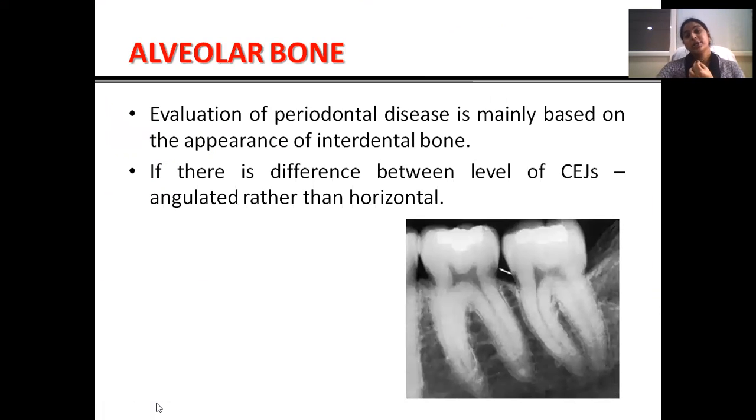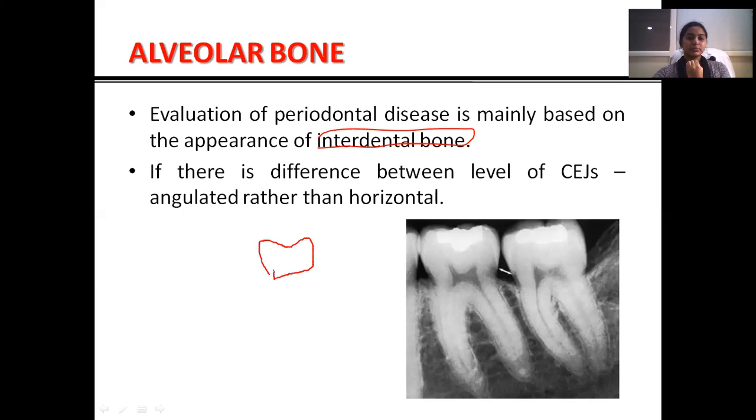Next, evaluation of periodontal disease is mainly based on the appearance of interdental bone. Why? We have the facial bone, the lingual bone, and the interproximal bone. But why are we basing our evaluation only on the interdental bone? Remember an important concept. If this is the tooth, it is covered by the facial bone, the lingual bone, and the interdental bone in between the two teeth, right?